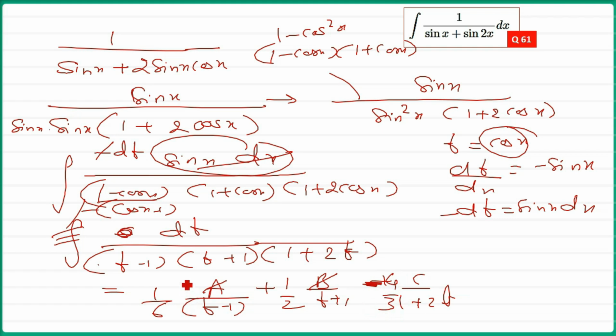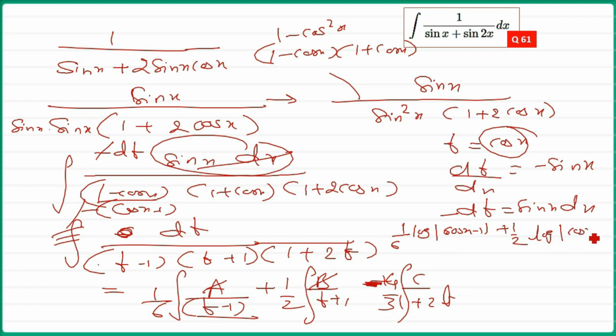So when you integrate this, all constants, I told you that you will be able to compute. It will be log t minus 1. So log cos x minus 1 will come. So let me write it just to show you. 1 by 6 log cos x minus 1 will be the first term. After computing b, half will come. And you can write this as log cos x plus 1, 1 plus t or t plus 1. And this is 1 plus 2 cos x, 1 plus 2t.